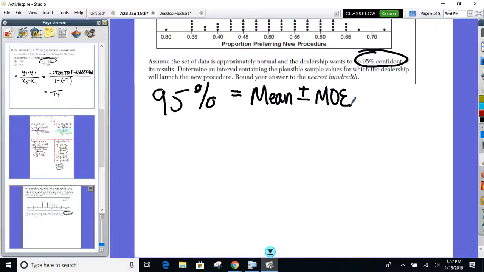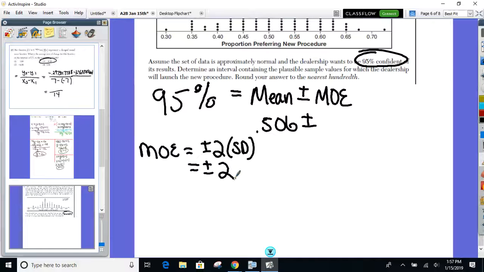Where do I get the mean from in this case? It's on the dot plot. 0.506. So 0.506 plus or minus. Ooh, margin of error. How do I find that? That's not on the dot plot. That's the other one. Dig deep. Plus or minus 2 times standard deviation, yes.